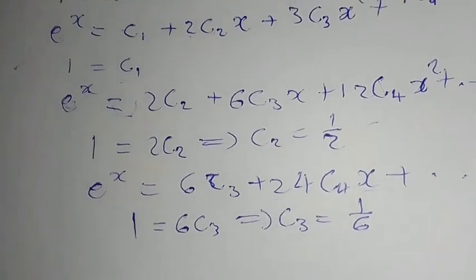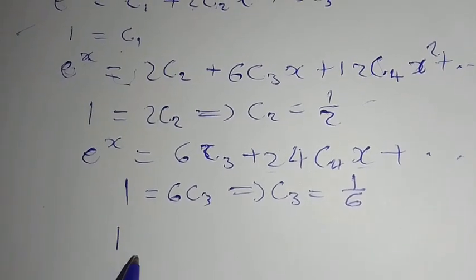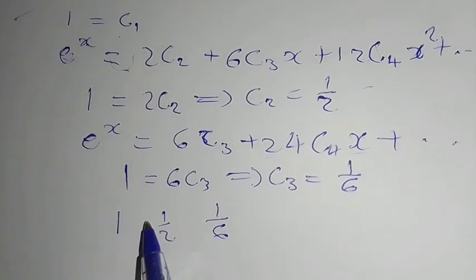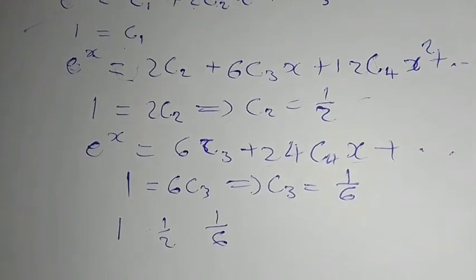But now notice something here. c1 equals 1, c2 equals 1 over 2, c3 equals 1 over 6. Do you see any pattern here?